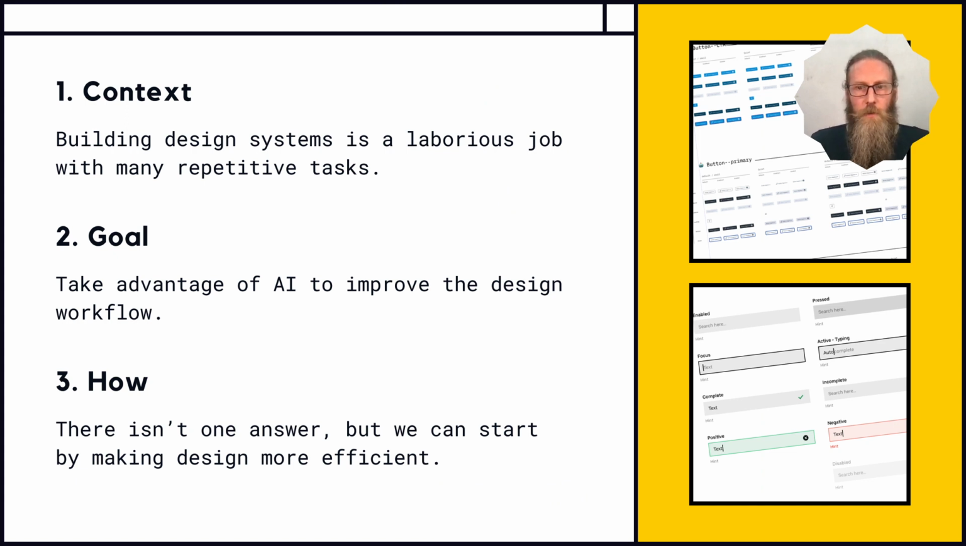So coming to the goal of what I would like to achieve, the question I have is, can we take advantage of what AI has to offer today and use some of that to improve the quality of life of design system designers so that we can focus more time on the problem at hand and spend less time on execution? How do we do that? Well, there really isn't one answer, I think. The possibilities today seem almost infinite, but I think a good place to start is to take a look at how we can make design more efficient.